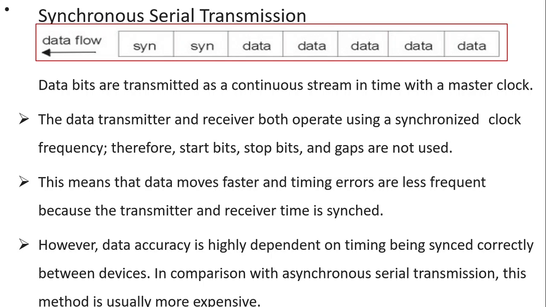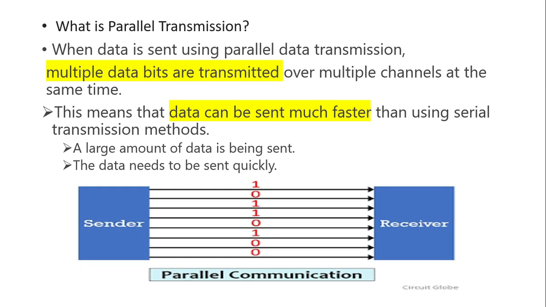In comparison with asynchronous serial transmission, this method is usually more expensive. Why is it more expensive? Because it is faster. How is it faster? Because both the communicating devices are synced with each other, so they transmit faster. Let's move to the next type of transmission.